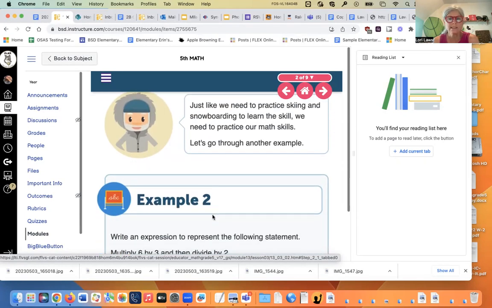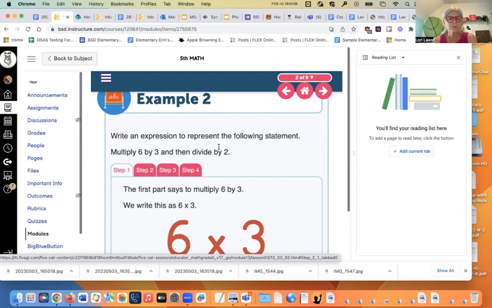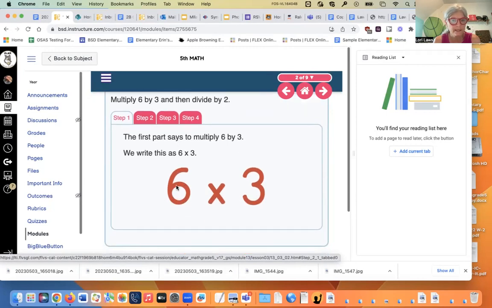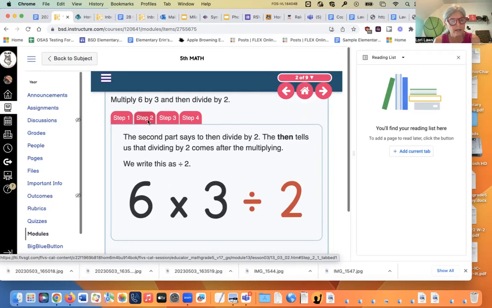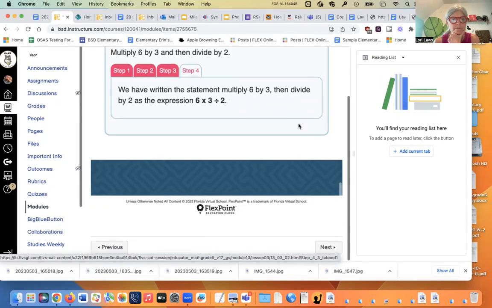Great. Just like we need practice skiing or snowboarding to learn the skills, we need practice with our math skills. Let's go through another example. Write an expression to represent the following statement. Multiply 6 by 3, then divide by 2. No brainer. 6 times 3 divided by 2. When we put it together, the expression is 6 times 3 divided by 2. Because of PEMDAS, we know that multiplying and dividing happen during the same step, and the expression is evaluated from left to right, so we don't need any parentheses. We're perfect just like that, so that is the answer.